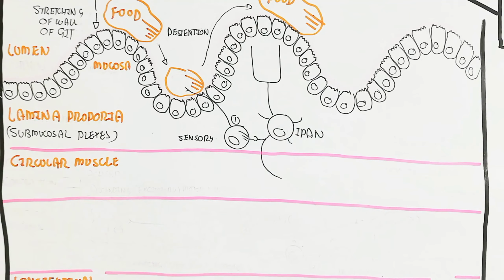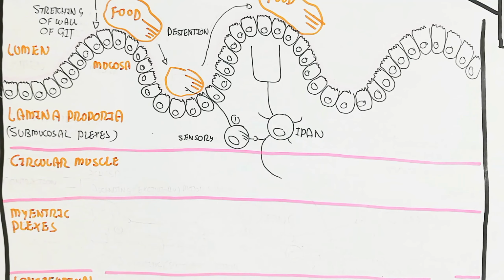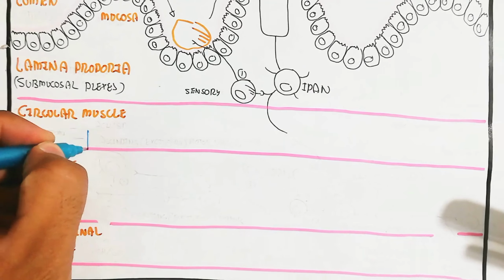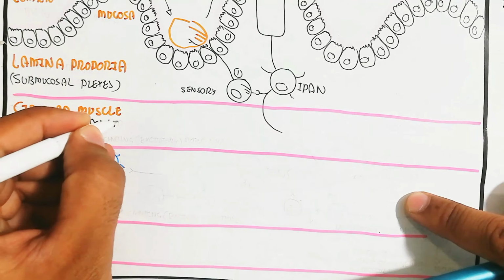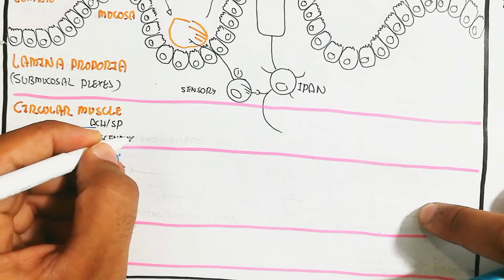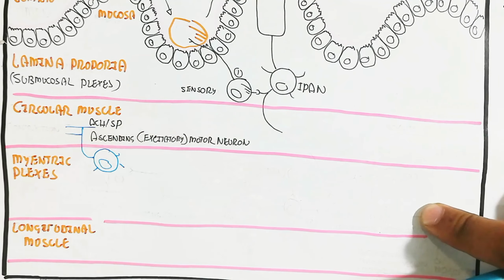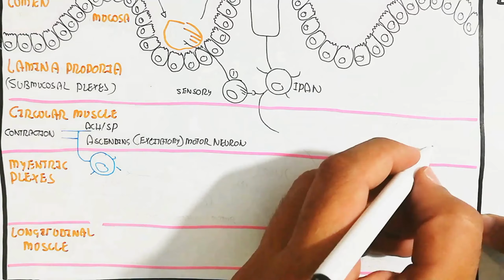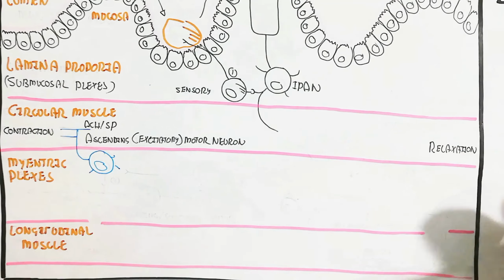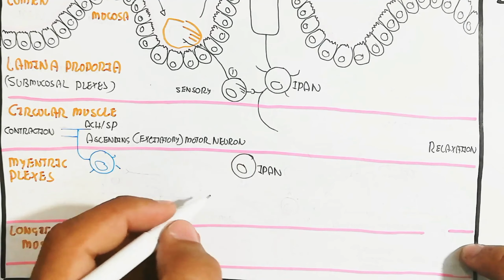So here is the inhibitory primary ascending neuron, and this is the circular muscle, and this is the myenteric plexus between the circular and longitudinal muscle. And the lamina propria contains the submucosal plexus, also present in the nerves. This is the ascending excitatory motor neuron, whose neurotransmitters are acetylcholine and SP, which will stimulate the circular muscle and lead it to contract. While when it does not work, relaxation will occur.